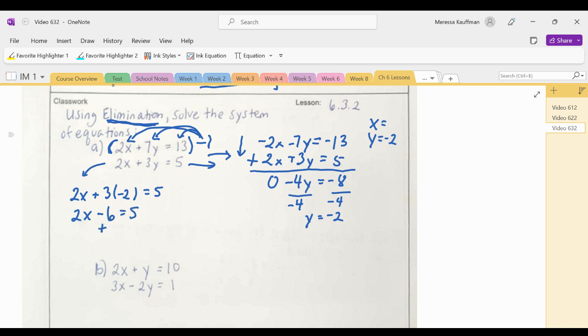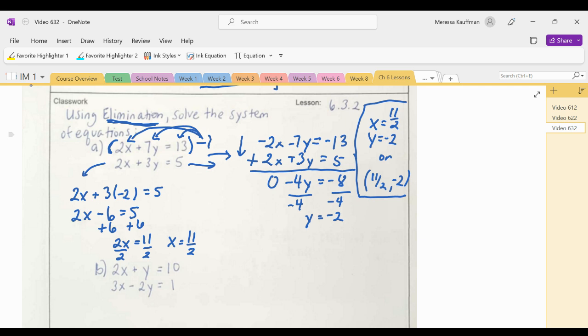I'm going to add 6 to both sides of my equation. And that gives me 2x is equal to 11. Then divide both sides by 2. And x is equal to 11 over 2. I'm just going to keep it in fraction form. So there is my answer, or we can write it as a coordinate point, which is 11 over 2, negative 2. All right, there's my answer. I'm going to put a box around that because that's my answer.